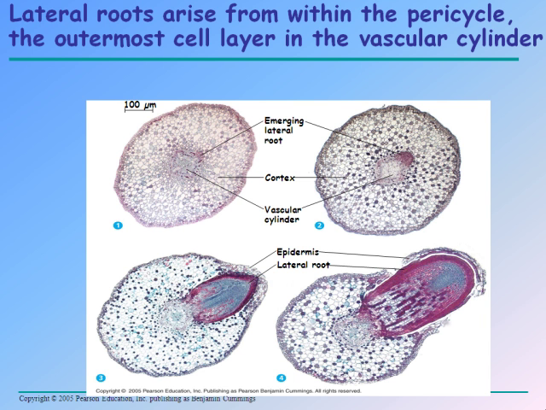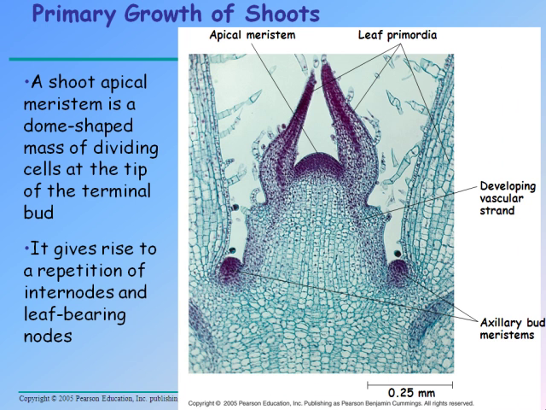Lateral roots arise from within the pericycle, the outermost cell layer in the vascular cylinder. So the vascular cylinder is in the middle, here's the cortex, and that's the epidermis. Here's an emerging lateral root. And you can see, as time goes on, the lateral root emerging, with the root cap, the meristem, the area of division, rapid growth, elongation, and then maturation back. So that was roots.